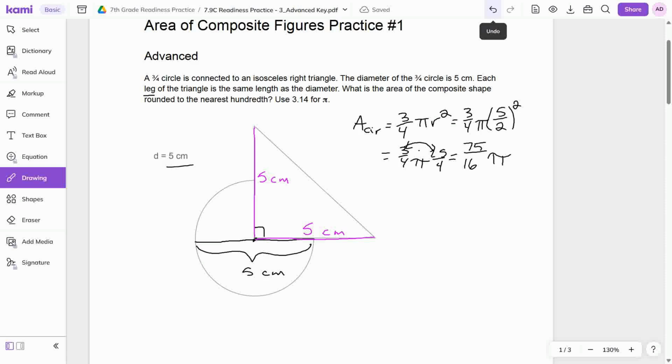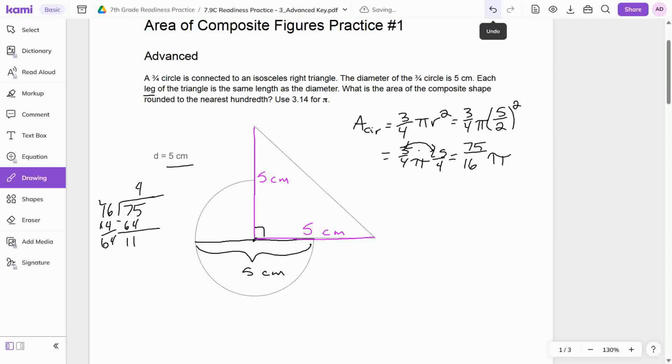Now, we've got a few options, right? We could divide 16 by 75 and multiply that by pi. Probably what I'm going to do is divide our 75 by 16 instead. 16, let's see, that's going to be 4 times, I believe. 5 times is going to be 80, so let's do 4. And that's going to be 64.